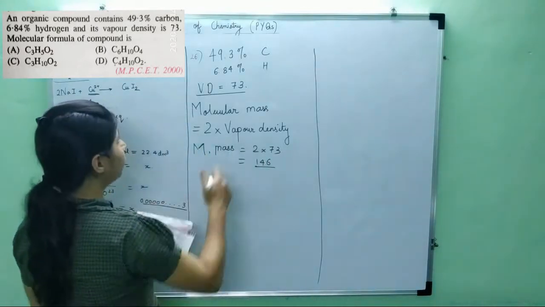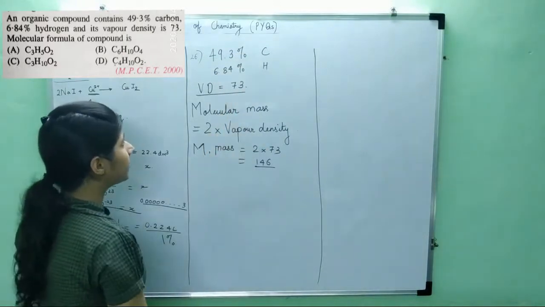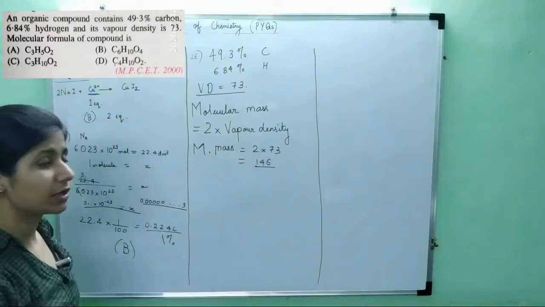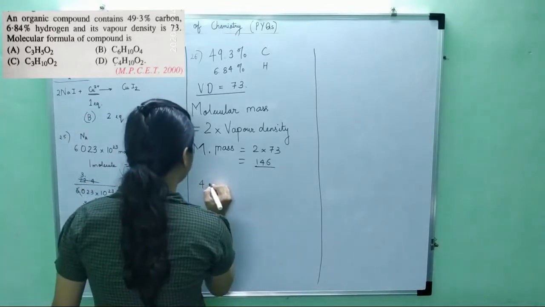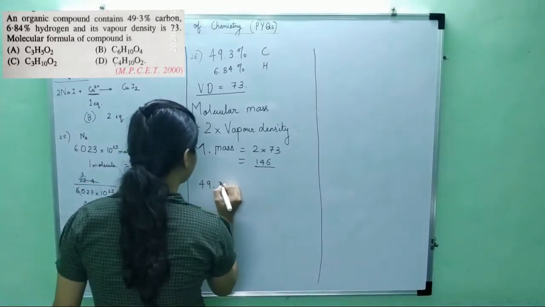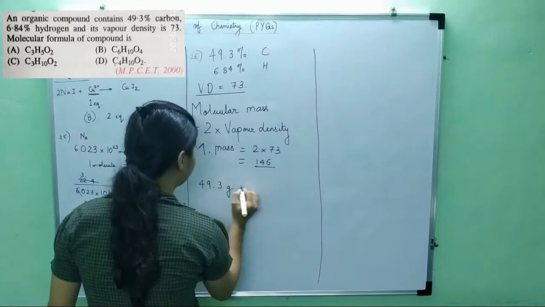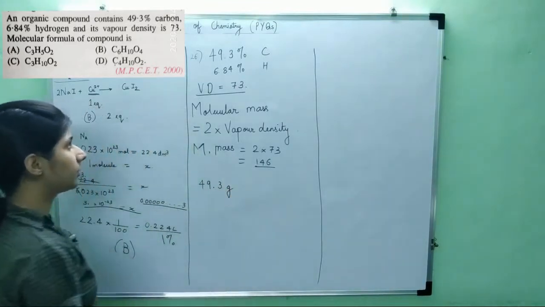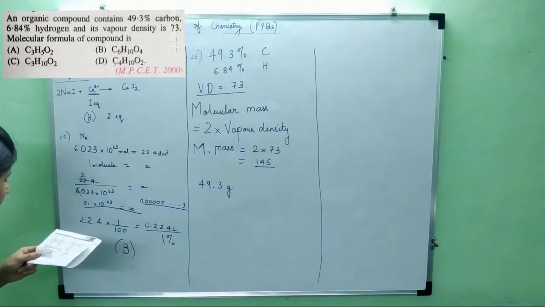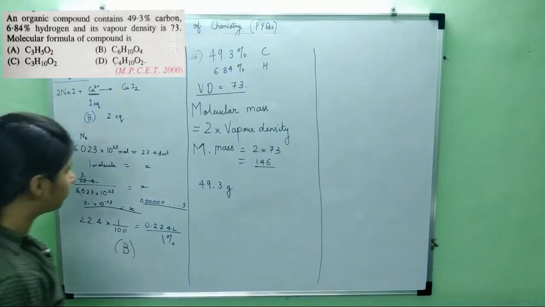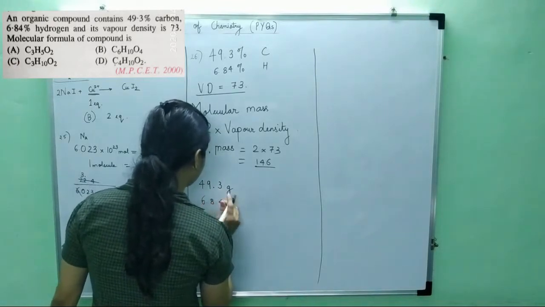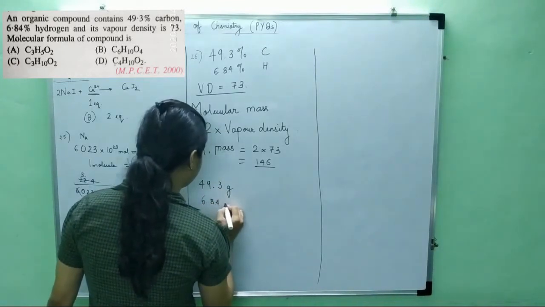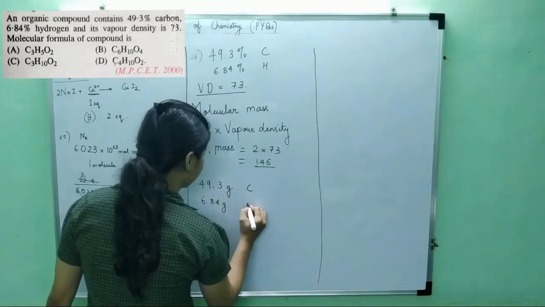Now from these percentages, I can also find the actual values of carbon and hydrogen. If it is 49.3%, then percentage always converts into grams. So 49.3 is in grams, and 6.84 is in grams of hydrogen. So this is carbon, this is hydrogen.